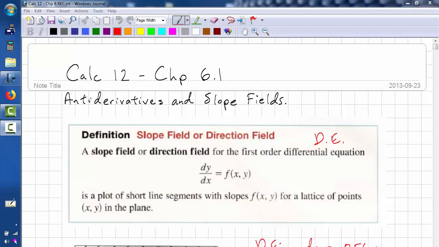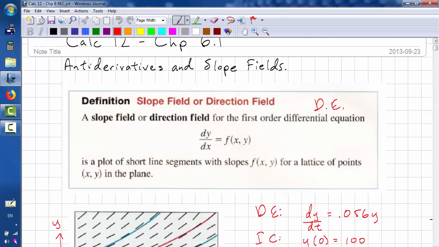Hi, this is Calculus 12, Chapter 6.1. We're going to be looking at antiderivatives and the slope fields. And the definition: a slope field or direction field for the first order differential equation, which we abbreviate DE, dy/dx equals f of x and y, is a plot of short line segments with slopes f of x comma y for a lattice of points x, y in the plane.